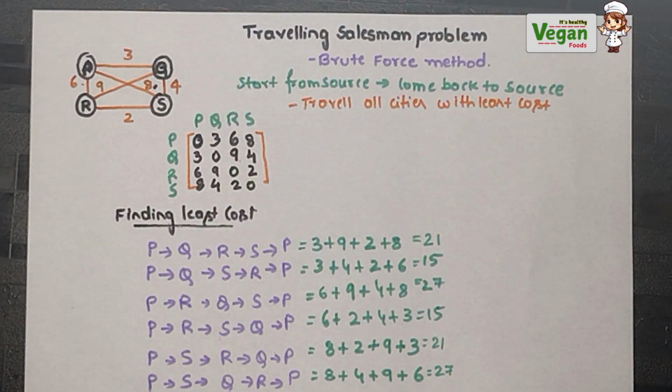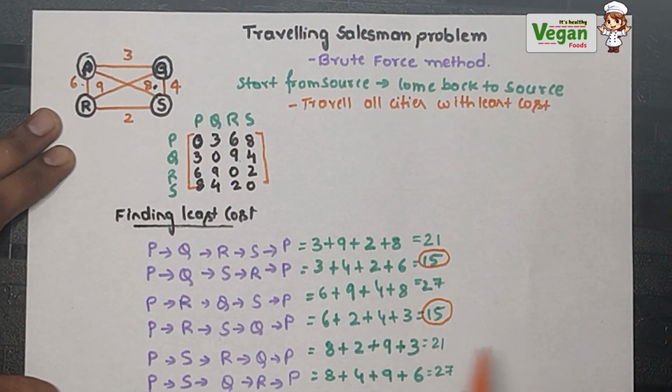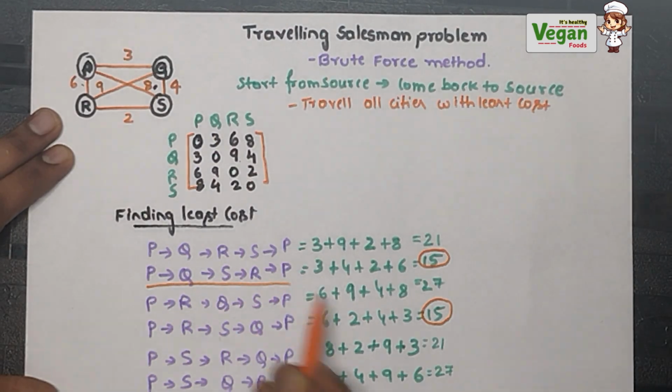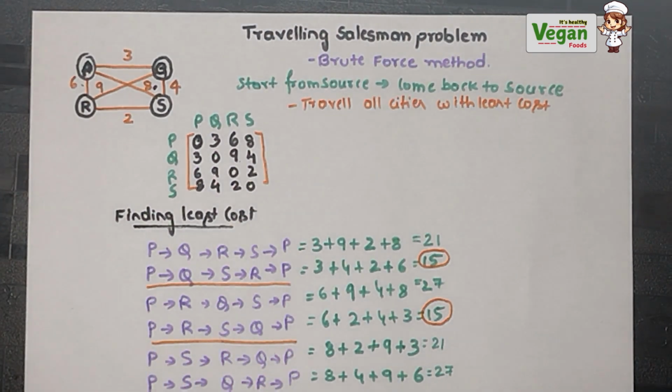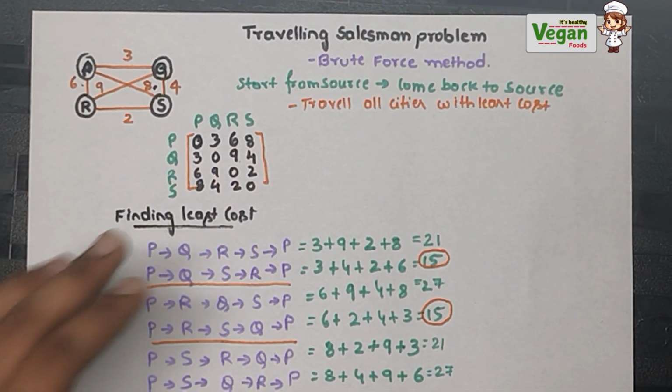So if you see all the possible 6 paths through which a traveling salesman can move and come back to his city, the least cost is 15. It appears here and here. Therefore, you can use the path P to Q, Q to S, S to R and R to P, or P to R, R to S, S to Q and Q to P. So these two are the possible answers. You can use any one of them.